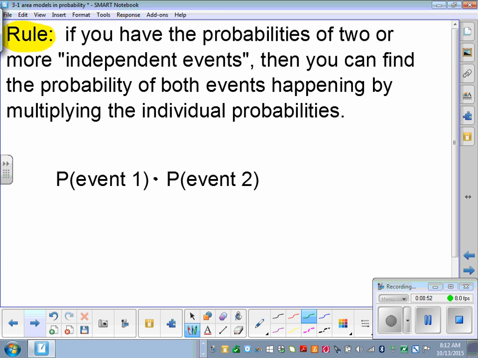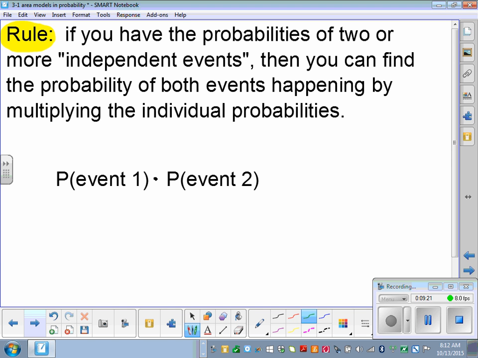All right. So here's the rule. This is your first rule, okay? If you have probabilities of 2 or more independent events, then you can find the probability of both events happening by multiplying the individual probabilities. So that's your first rule. So once again, if you have the probabilities of 2 or more independent events, you can find the probability of both events happening by simply multiplying the individual probabilities.